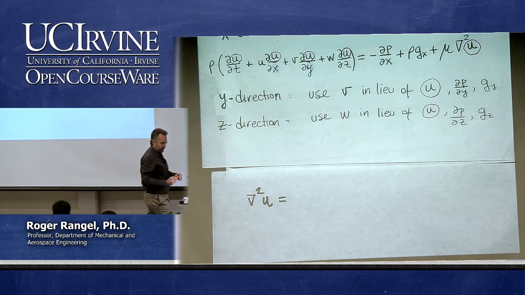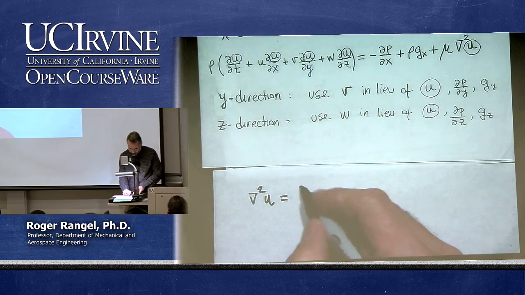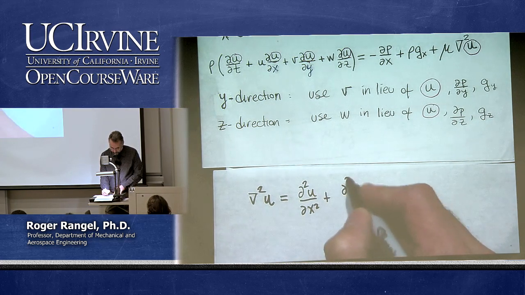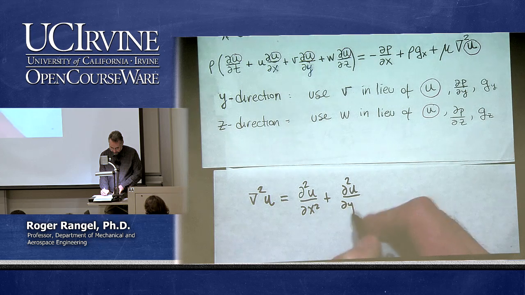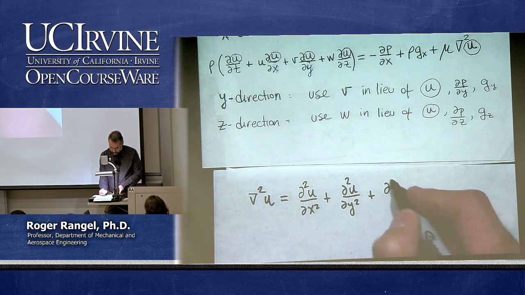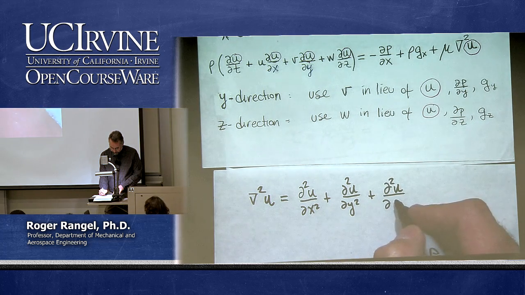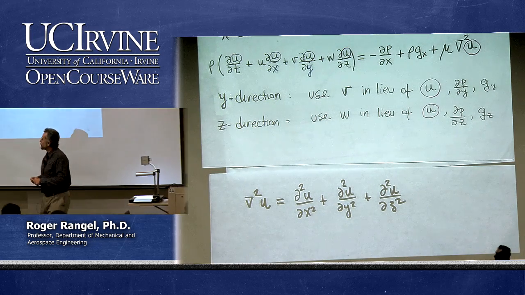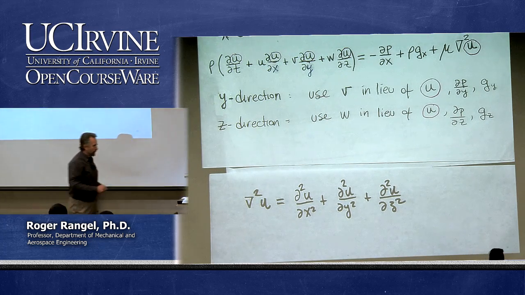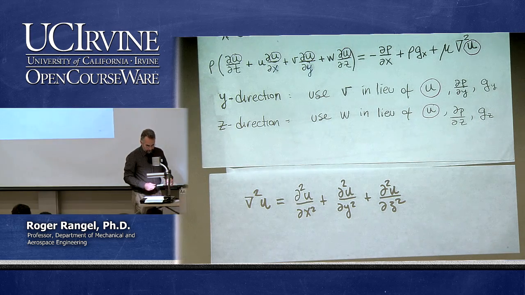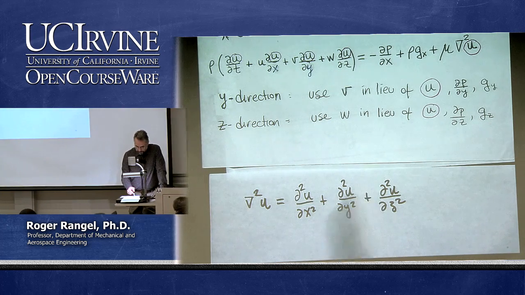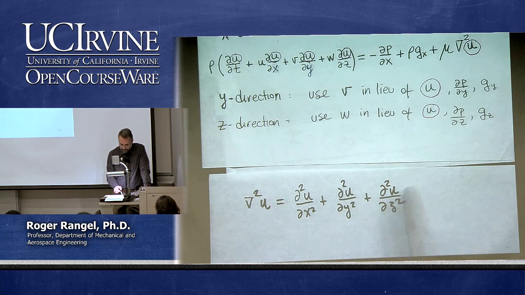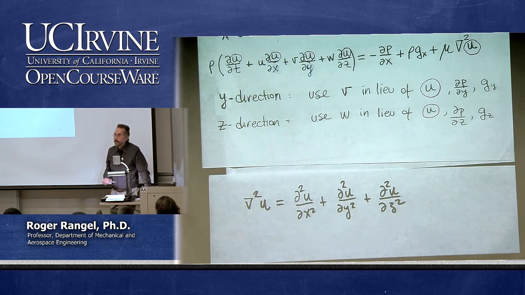The Laplacian, remember, is the sum of the second derivatives in each of the directions. Right? That's the definition of the Laplacian in 3D. But for us, this was 0, because there is no variation of the velocity with y. This was 0. So the only term left is that. Right?